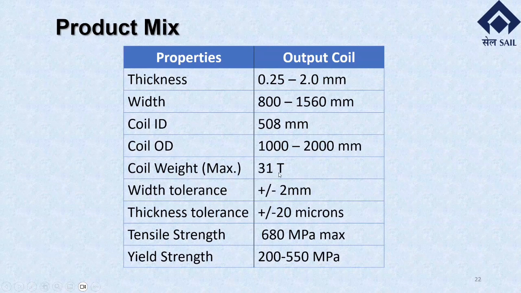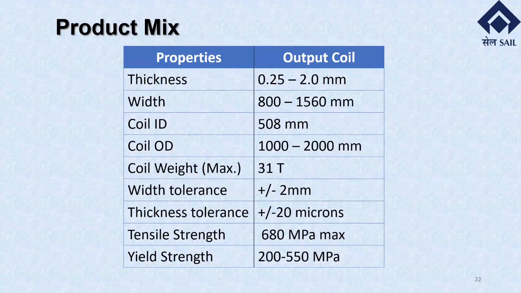The maximum coil weight is 31 tons. The width tolerance that we can give is ±2 mm. Maximum we can go for 2 mm only, not below that. One customer had demanded a 1 mm tolerance, but that close a tolerance is very difficult to produce over here.